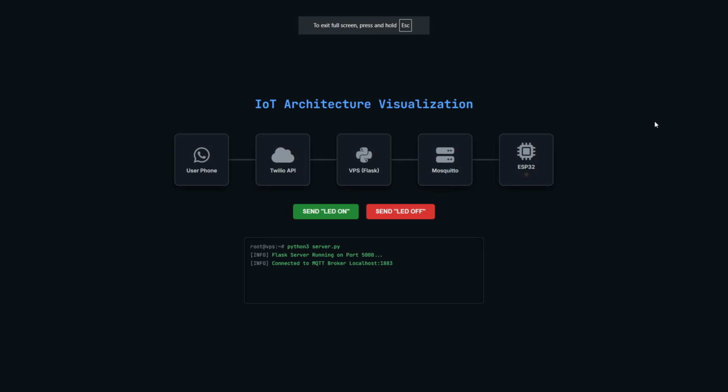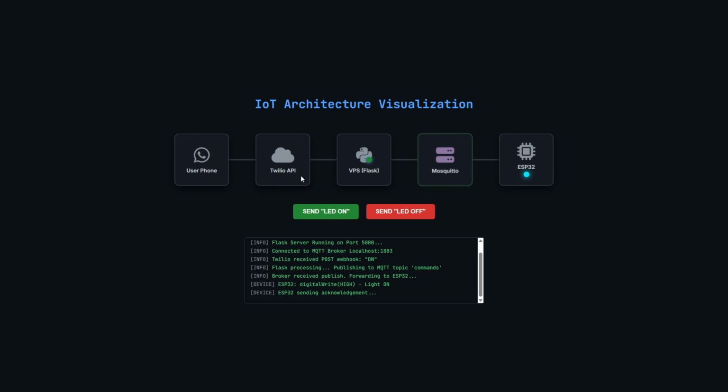Okay, so the data flow will be: when we send LED on from our WhatsApp, it will go to the Twilio API, then our BPS server, then the Mosquitto server, then the ESP32. Then the ESP32 replies to Mosquitto, then the BPS server, then the Twilio API, then our phone. Same when we send LED off, it follows the same process.